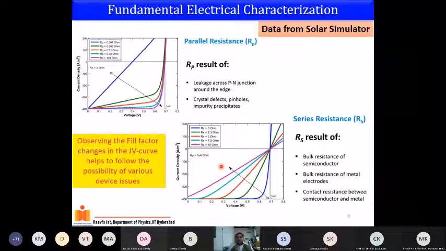So that is the main understanding you get from your JV curve. So simple, solar simulator data is sufficient to actually figure out what could be the reason. As soon as you don't see a good thing, start playing with your device packing. The moment you get good device packing, slowly you will start seeing the improvement.